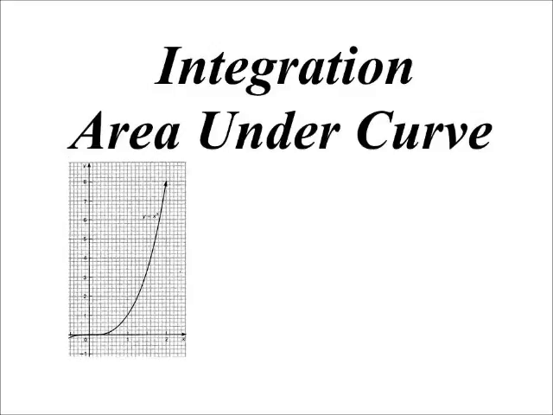Now, if the curve was a straight line, not an issue, because we've got formulas for triangles and squares, and we could cut it up into those shapes and find the area. But when we've got a curve, in this case y equals x cubed, how do we find the area under that? Well, what we can do is estimate.